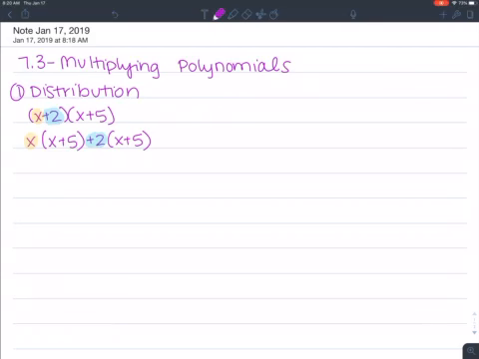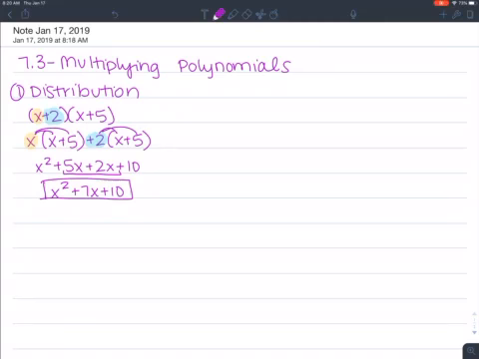So x times x is x squared. X times 5 is 5x. 2 times x is 2x. 2 times 5 is 10. I almost always will end up with like terms adjacent to each other. Combine those, and we're done.